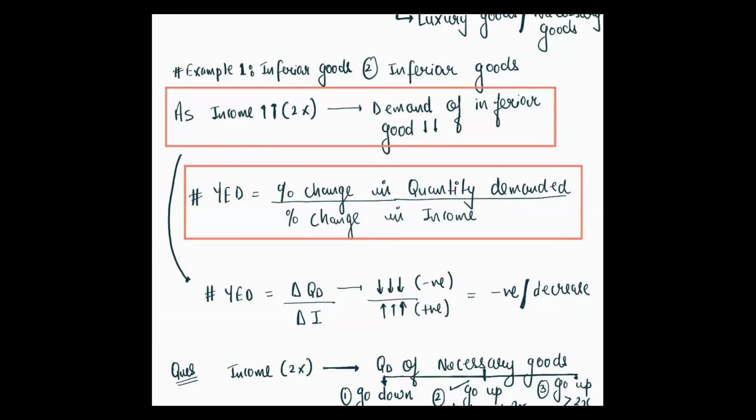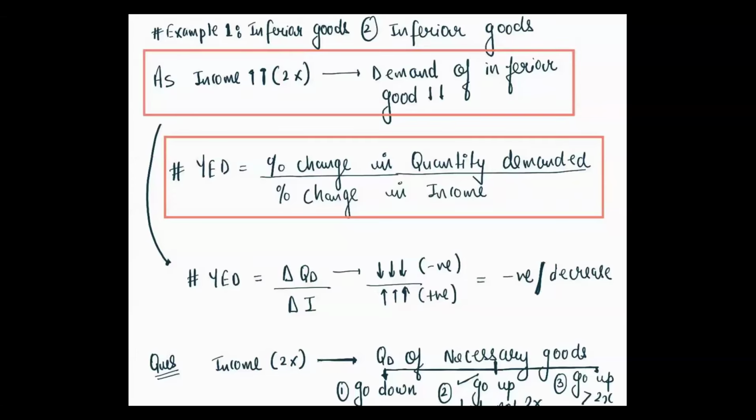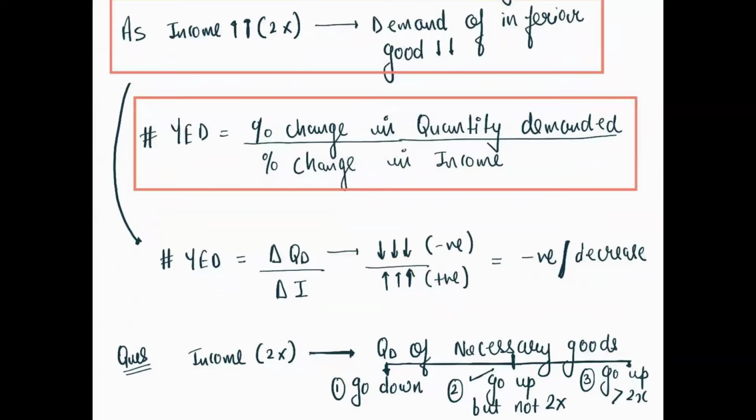So YED, income elasticity of demand, in case of inferior good is negative, or it will have a decrease value. I hope it is clear. It is negative or it will have a decrease value.